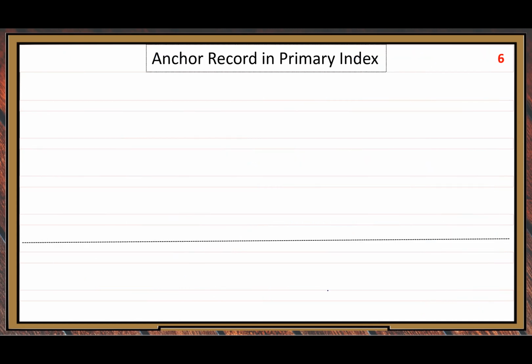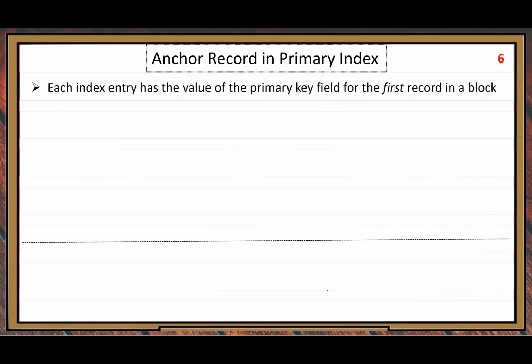It's called an anchor record in the primary index. So let me explain this concept, anchor record in the primary index. Let's understand this part well. Each index entry has the value of the primary key field for the first record in the block, the disk block.